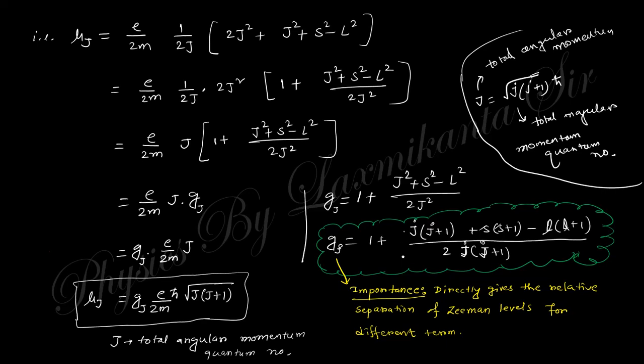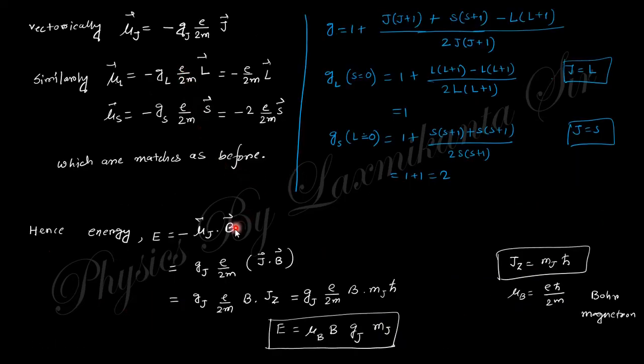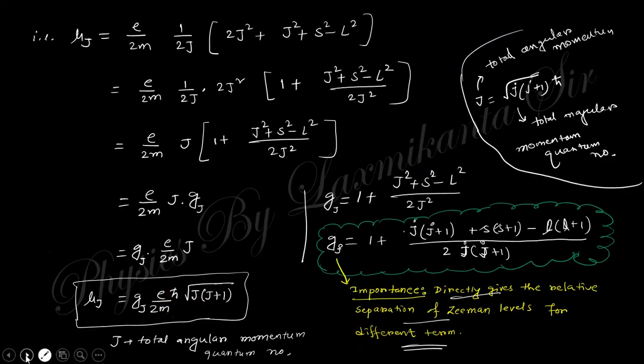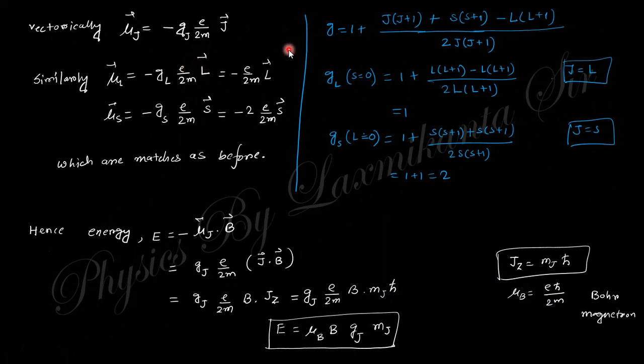What is the importance of this g_J? Directly, this gives you the relative separation of Zeeman levels for the different terms. So this is a very important term in the case of splitting. Finally, we get in terms of the angular momentum quantum number root under j into j plus 1 h cross. And this is nothing but the Bohr magneton mu_B. Sorry, e h cross by 2m is mu_B. Okay, no problem.